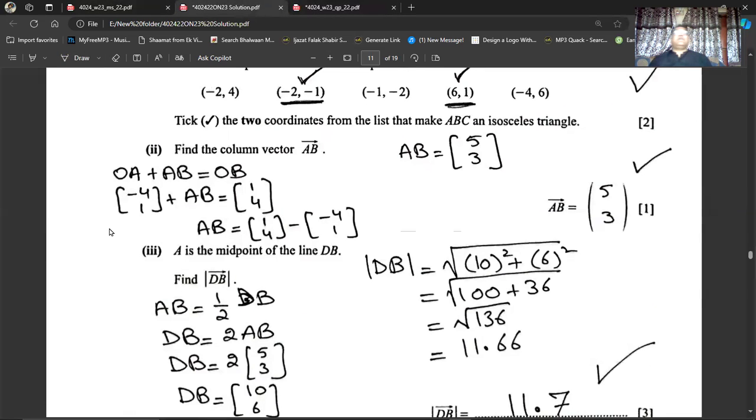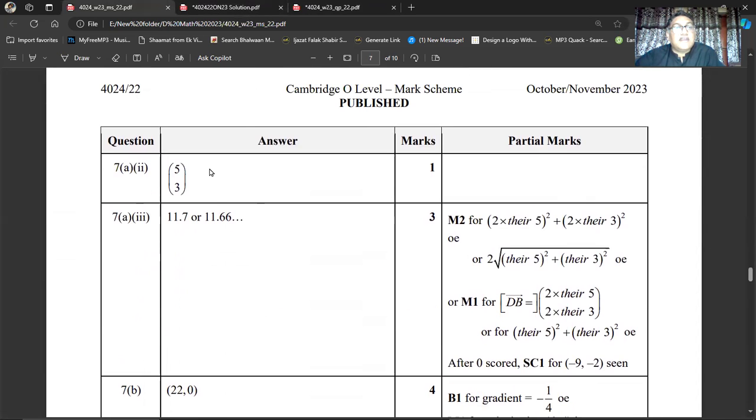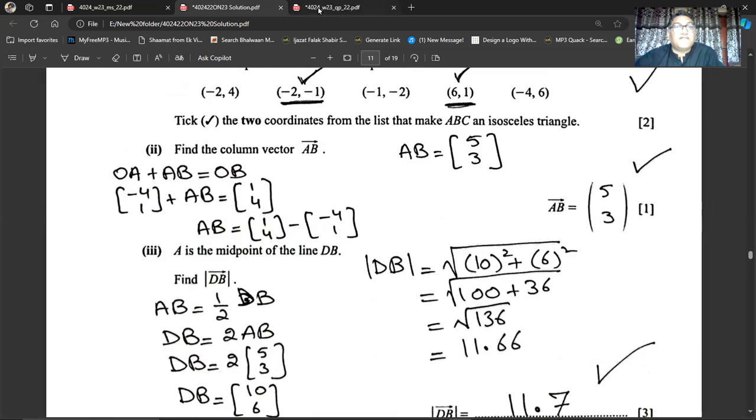So OA plus AB will be equal to OB. OA is minus 4, 1. OB is 1, 4. This is the famous formula for the position vectors: OA plus AB is equal to OB. So AB will be equal to 1, 4, and this column vector will go to the other side. It will subtract there. So you will have 1 minus minus 4, that will be 5. 4 minus 1, that is 3. So the AB column vector will be 5, 3. 5, 3 is the right answer, sir. This is the solution of that.